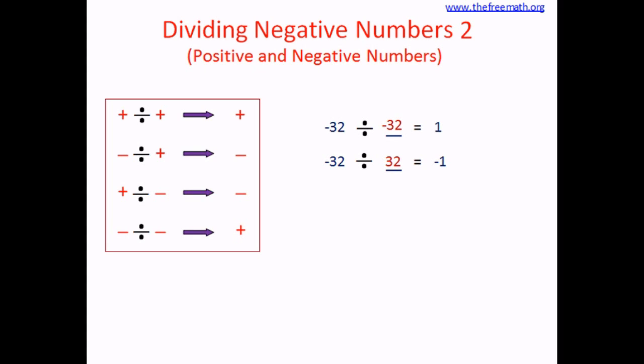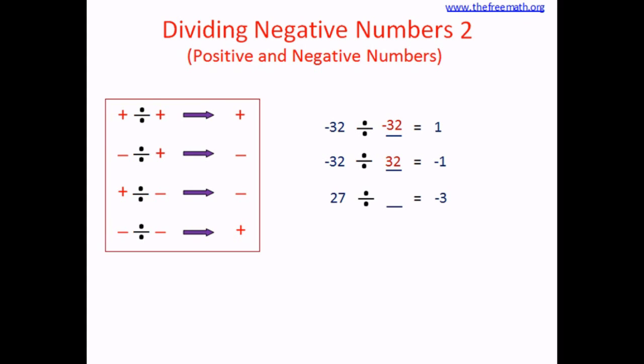How did we solve this? We first ignored the signs and thought of the number, and then we looked at the rules to figure out the sign. And we saw that a negative number needs to be divided by a positive number to get the negative result.